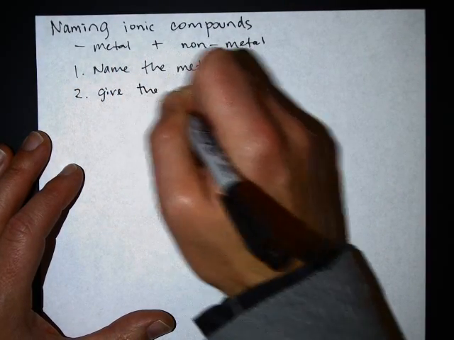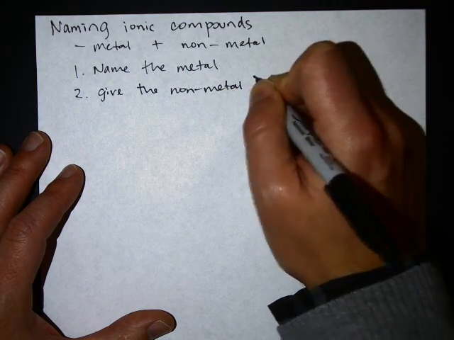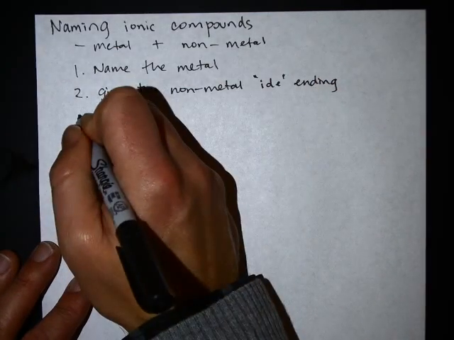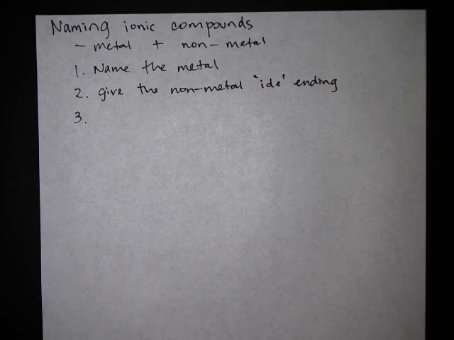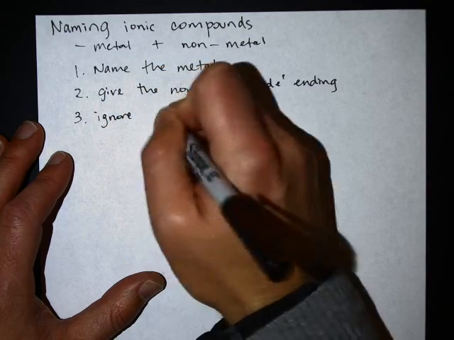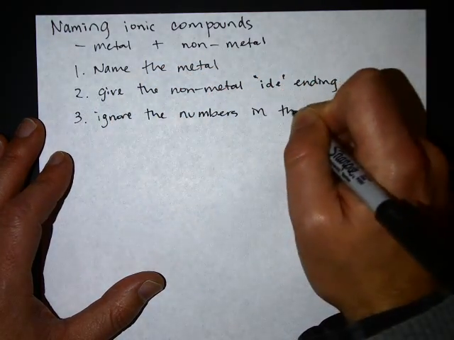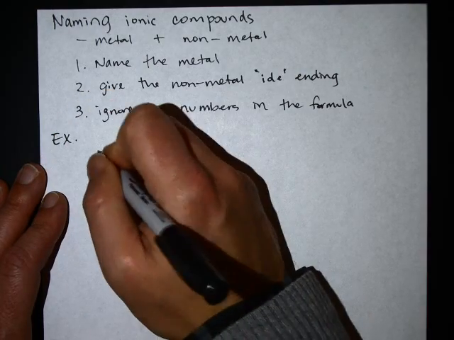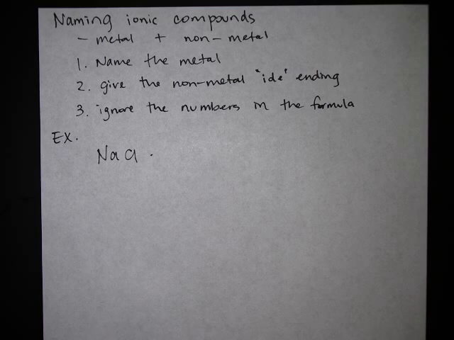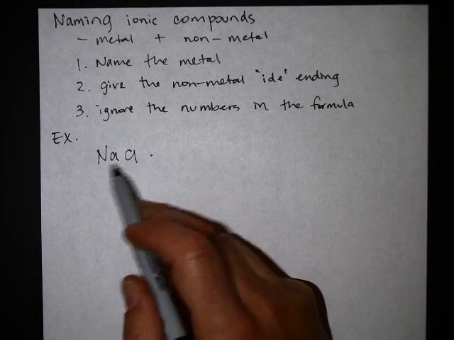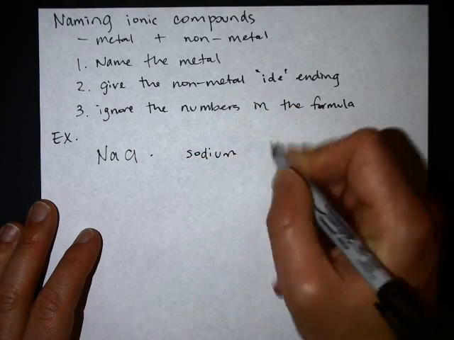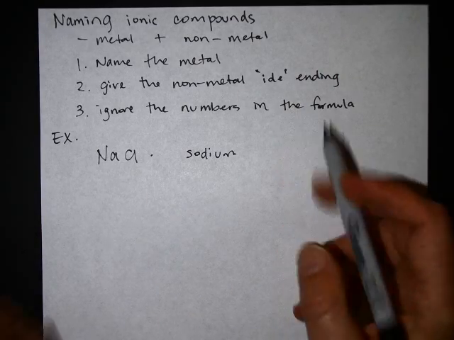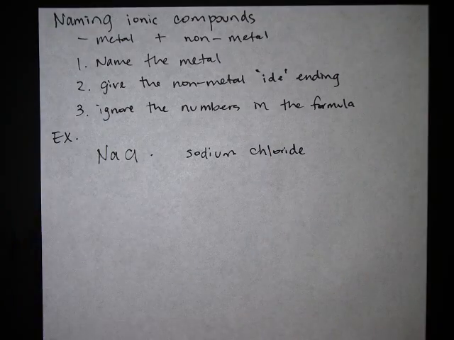Then you give the non-metal an IDE ending. And if there's numbers in the formula, you get to ignore them. You won't need them to name. Here are some examples. Start with the one that we already kind of know. When you name this, you see it's got two pieces, a metal and a non-metal. Name the metal always, which is sodium. And the non-metal is chlorine, but you want to change it to an IDE ending, so you call it what? Chloride. You just named your first compound, sodium chloride.